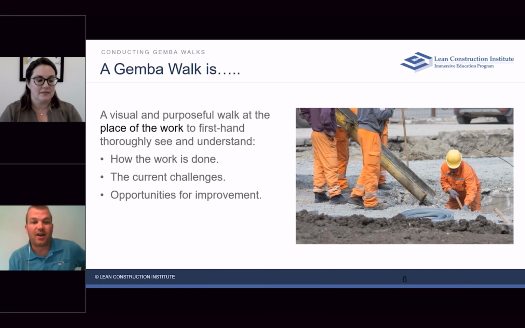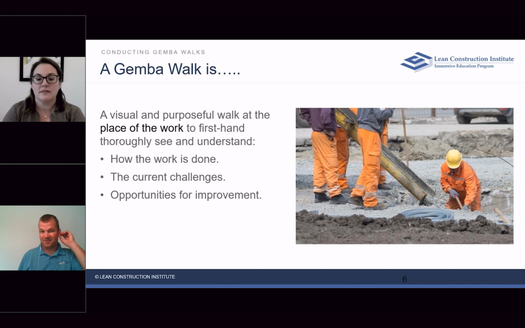All right, so a Gemba walk is a purposeful walk of going and seeing the work happen. I'm a superintendent by trade. That's my background. I would go for multiple site walks a day, but they weren't really Gemba walks. There's a difference. I was seeing things getting done, but I wasn't understanding how they were getting done, and I wasn't understanding what improvements could have been made. So there is a big distinction between the two.